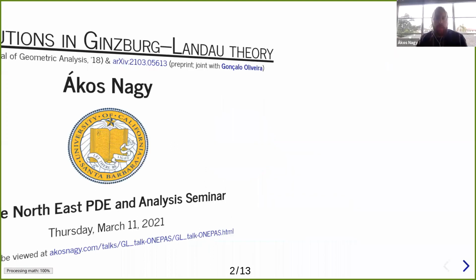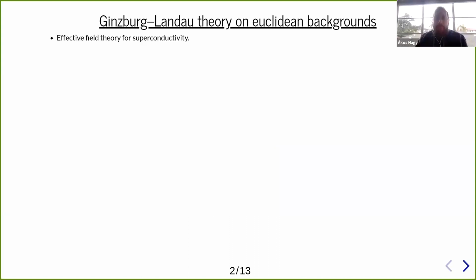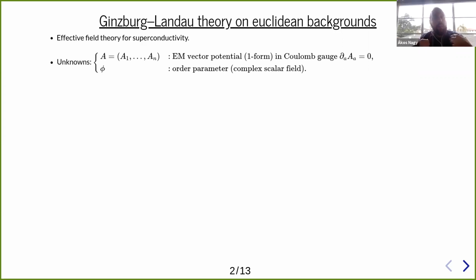So let me introduce Ginzburg-Landau theory very briefly, first on Euclidean backgrounds, so as a PDE on flat R^n, and then I'll talk a little bit about how it looks on manifolds, because that's going to be my main playground. So Ginzburg-Landau theory comes from physics. It is an effective field theory for superconductivity.